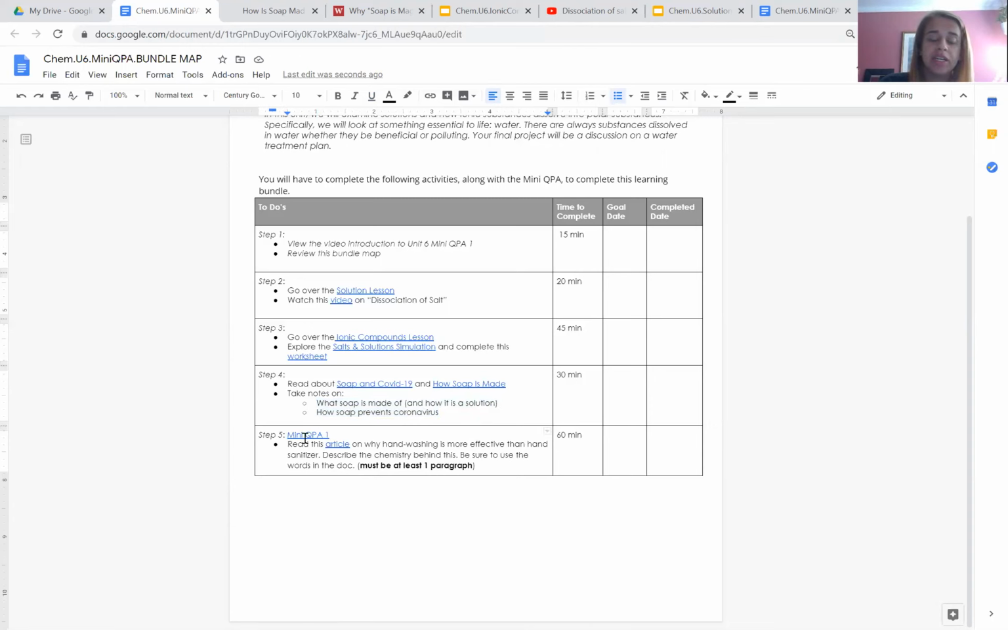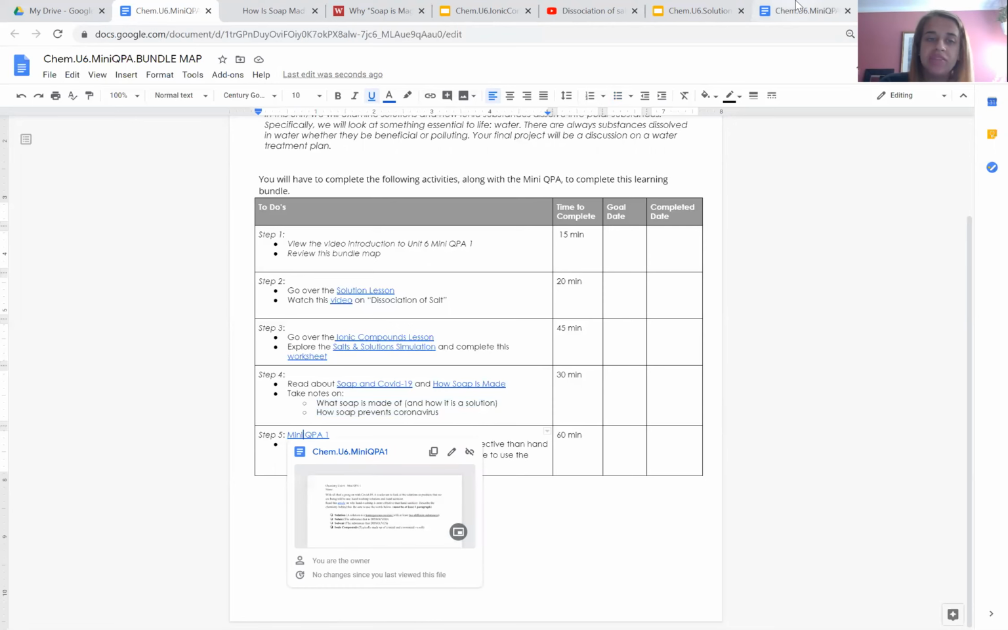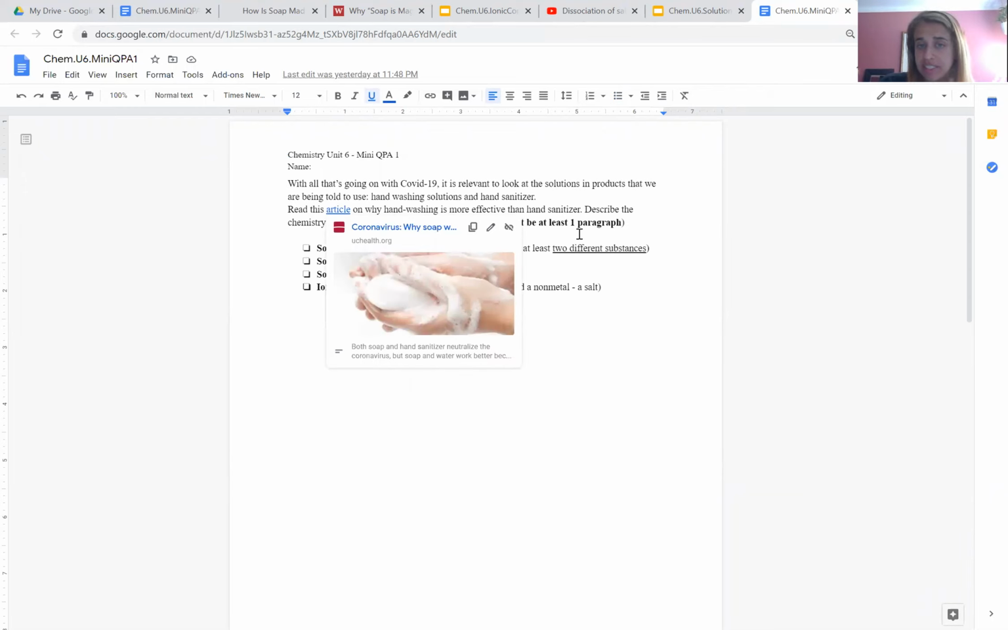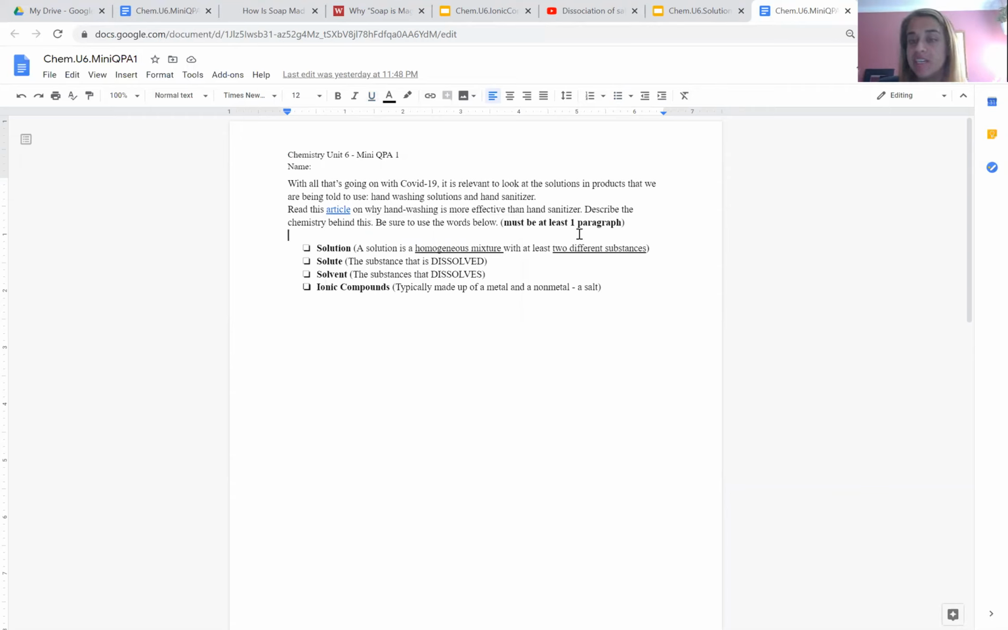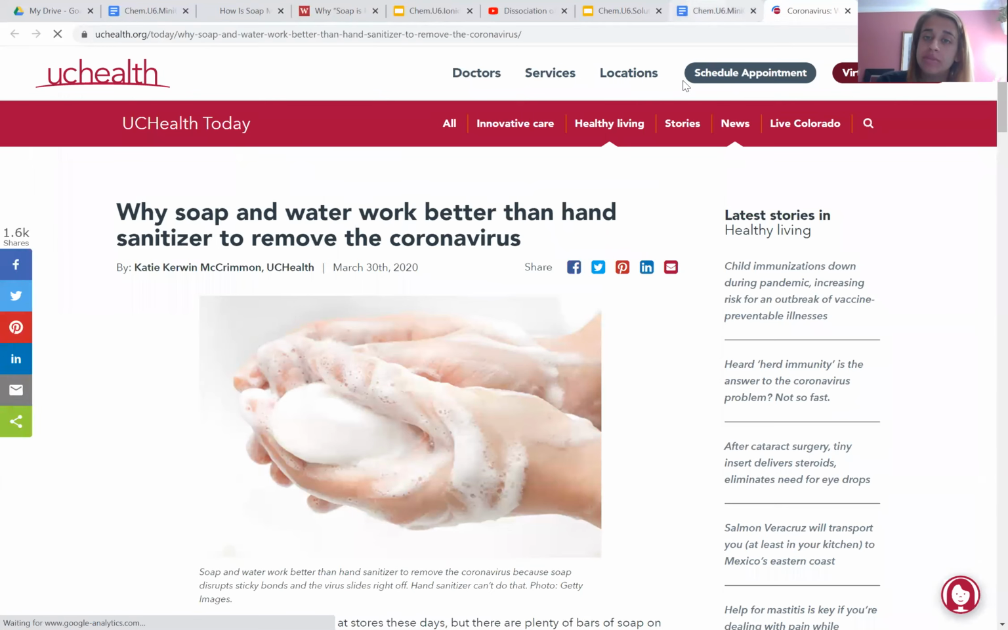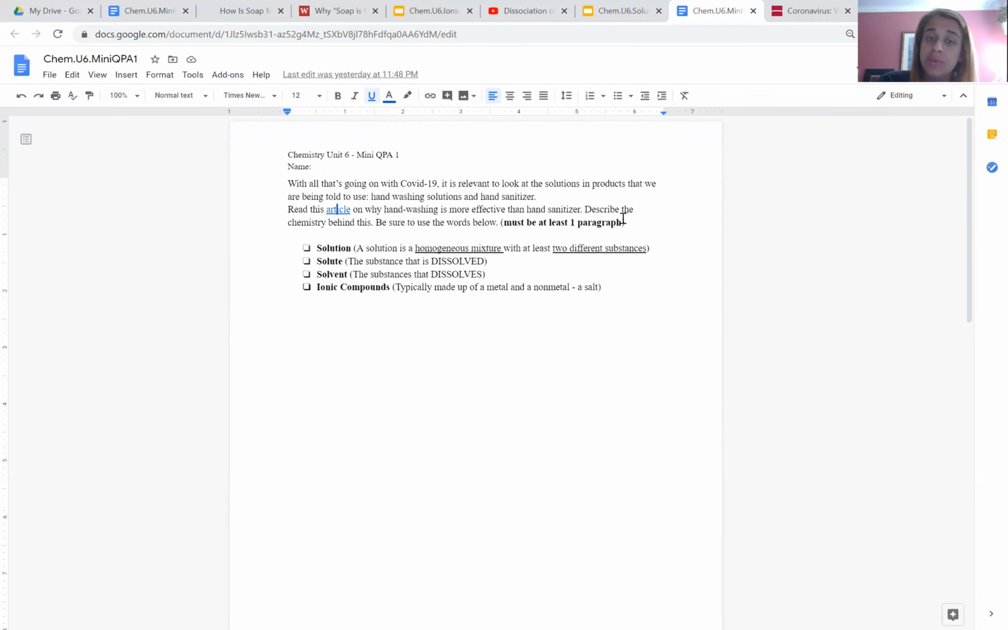And then finally, we're going to work on our mini QPA. You click here, make a copy of it, and it looks like this. You are going to read an article on why hand washing is more effective than hand sanitizer. So those are the two things I told you to think about: liquid hand soap and hand sanitizer. From this, you're going to write a reflection of at least one paragraph on why hand washing is more effective than hand sanitizer. Be sure to focus on the chemistry behind it.